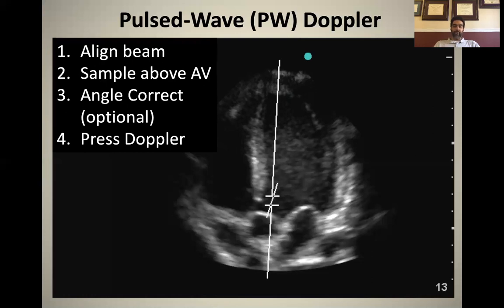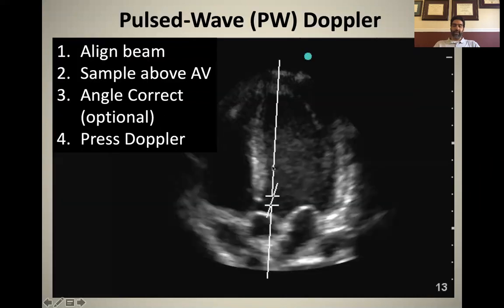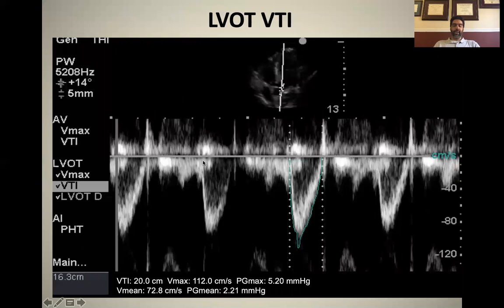And then you've done your angle correction if you want to, and then you press Doppler or press start, and you're going to get a waveform. What you're going to get is a velocity time waveform, and this is velocity of blood moving down, okay, because blood in this case is going to be moving down through the LVOT. So what you're looking at here is a tracing of blood flow velocity on the y-axis over time. So this is the velocity time curve of blood being ejected out of the LVOT, okay?